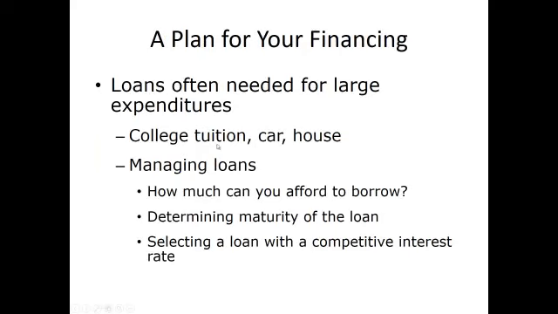So loans: tuition, car, house, managing loans. A car versus a house. Sometimes there are incentives offered with mortgage loans or auto loans, and rather than offering you a better price, they'll offer a lower rate. So you just have to be smart about it. How much can you afford to borrow? Probably more than you should, actually. Then there's the maturity of the loan, and selecting a loan with a competitive interest rate.